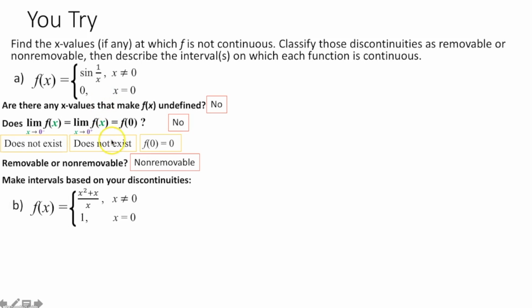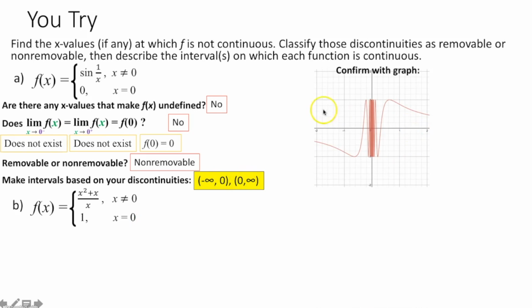So what are the intervals that this function is continuous on? It would be continuous from -infinity to 0, and then from 0 to infinity. You can then confirm this with your graph, and you can see that the limit as x approaches 0 from the left and the right, the graph oscillates back and forth, so it would not exist. And this point right here, 0, 0, even if you plug that in, it doesn't make it continuous. So it's a non-removable discontinuity.